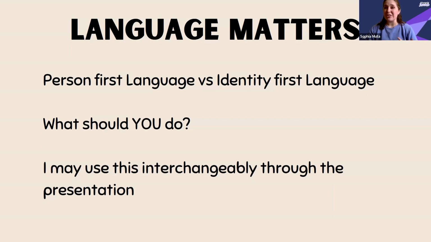And I just want to briefly share what you should do as a professional who is working with students, working with all sorts of different people. It's always good to ask, right? It's always good to have a conversation with a person and ask what they prefer if they identify as disabled, and then use what they prefer. Similar to names and pronouns, talk to the person and figure out their preference. As someone who is still coming to terms with being disabled, I will be using these interchangeably throughout my presentation. So just something to know about.